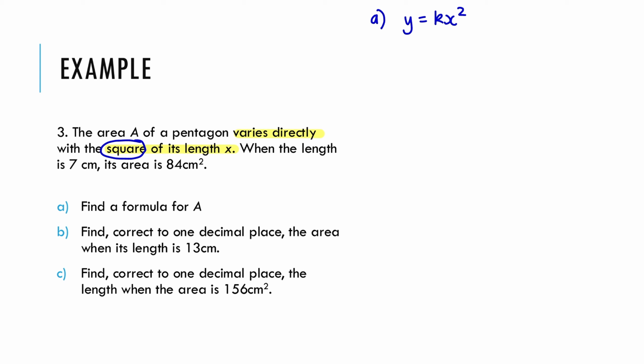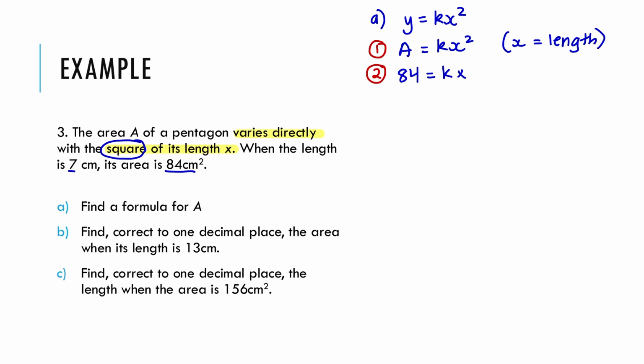Now here, I have to determine what's my independent and dependent. So notice that the area here is dependent on the length of this pentagon. So it will be A equals kx squared, and let's keep the length as x. So x equals the length, and A is the area. And again, that's my first step. I've started with a formula. My second step is I have to find k. So here, I'm going to let A be 84 because that's what they've given us in the question. And here, our x value is 7.